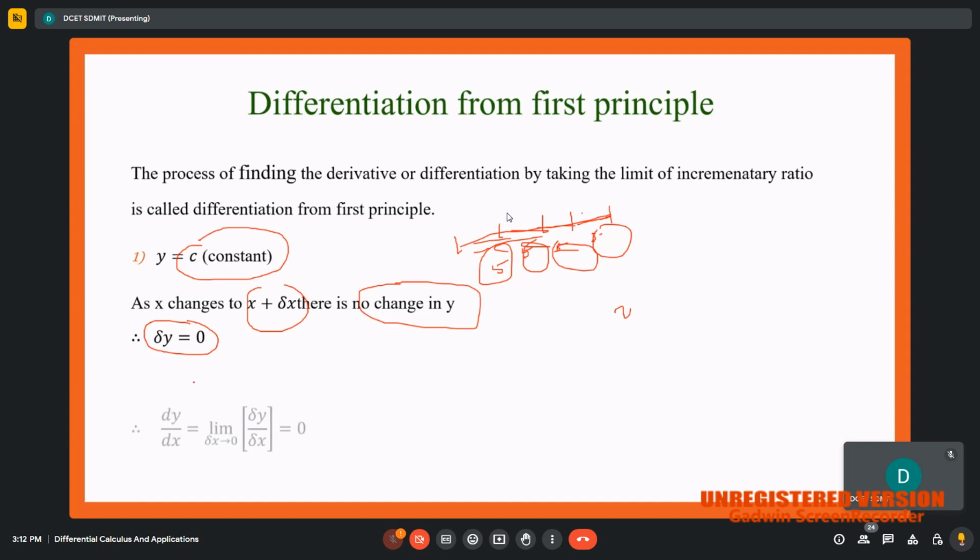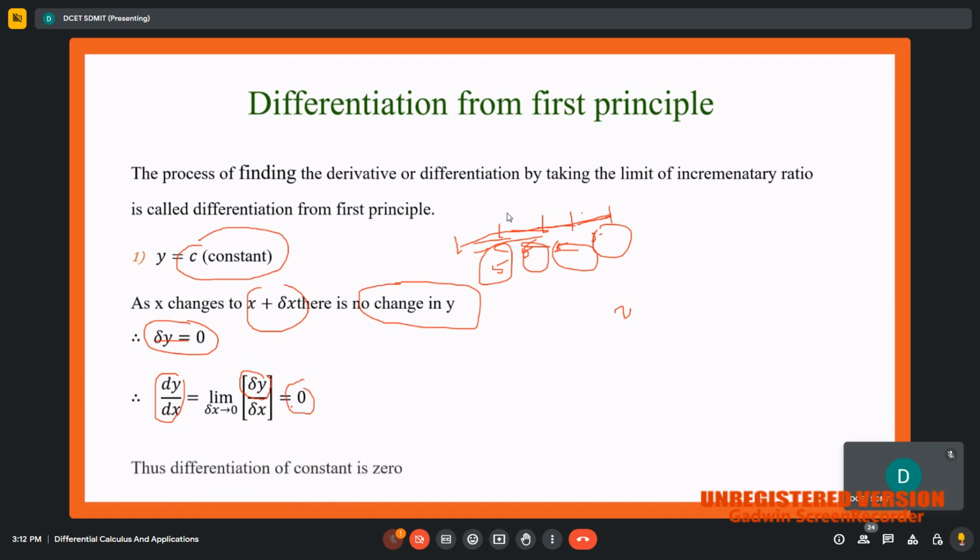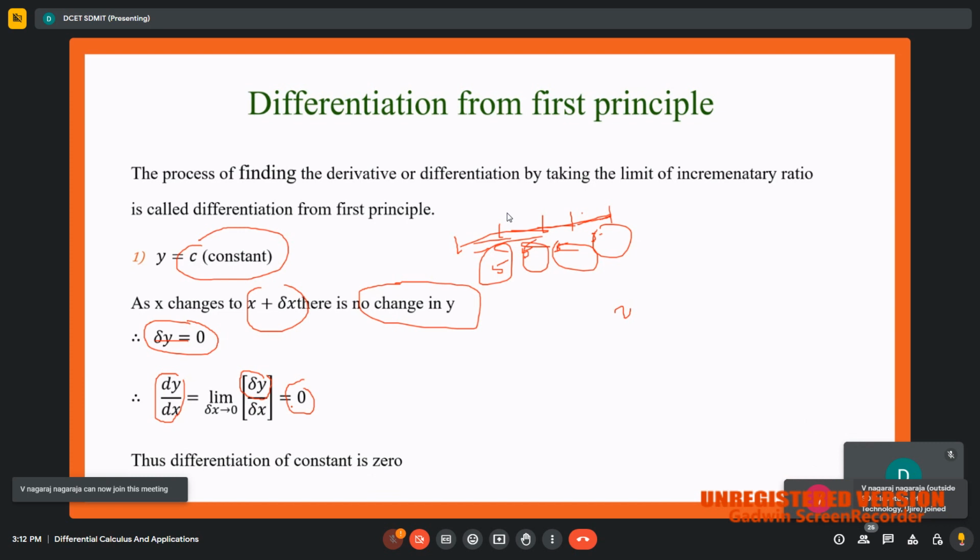Now while applying the definition of the derivative: dy by dx is equal to limit of delta y divided by delta x as delta x tends to 0. What is delta y? Delta y is 0, and 0 divided by anything is 0. Now, is it clear? The differentiation of a constant term is 0. You see here, thus the differentiation of a constant is 0. Clear? Did all of you follow?